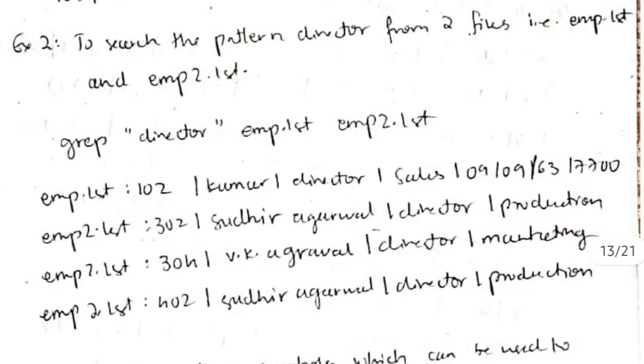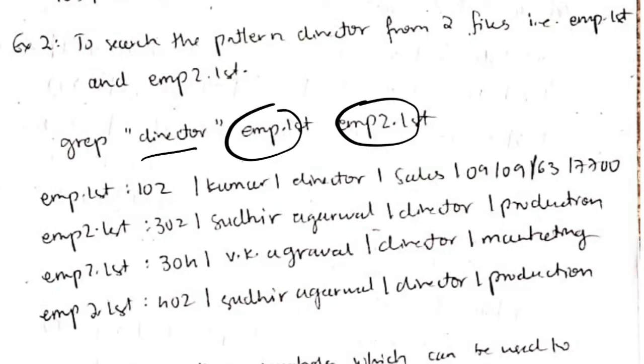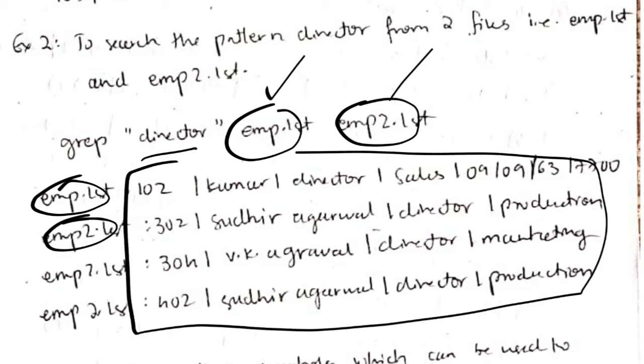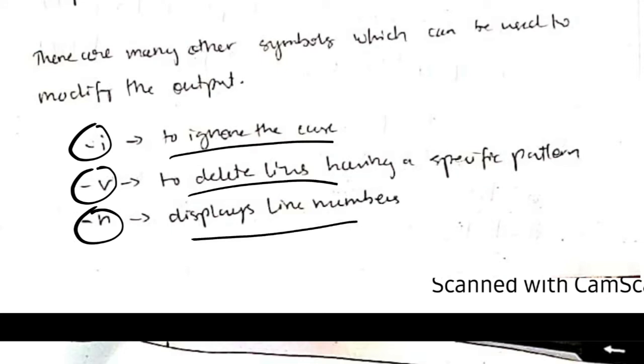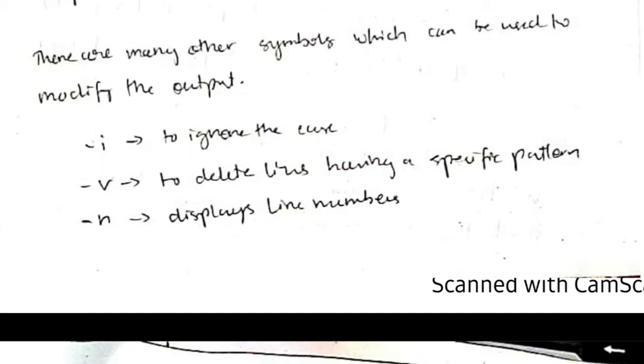Okay, same thing we can do for the different types, like directory in both of these files. So wherever directory is present in both of these files, that file name will be shown here and the data will be shown here. Okay, and there are many other symbols like -i, -v, -n. It does the following operations, that you can look at in the main notes. In that, many operations are there.